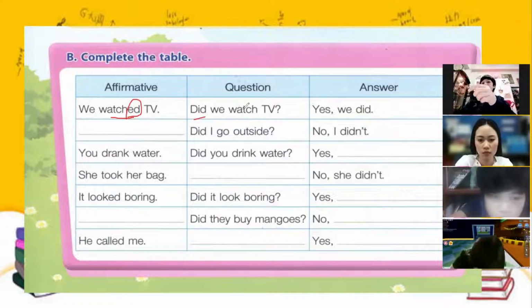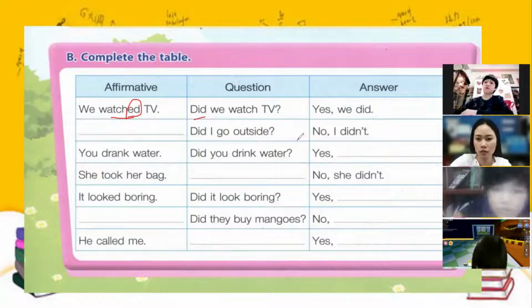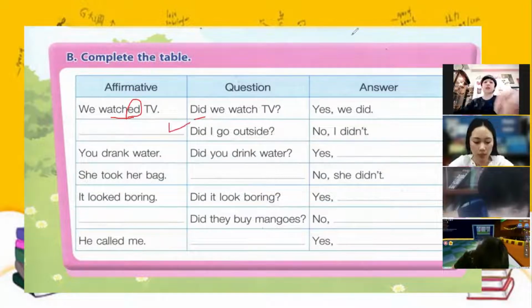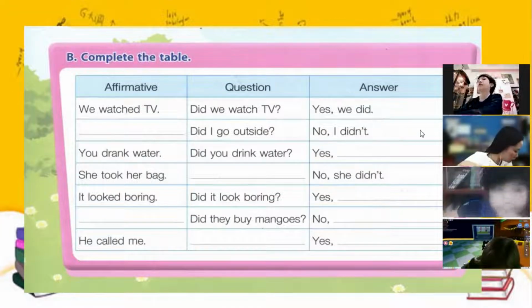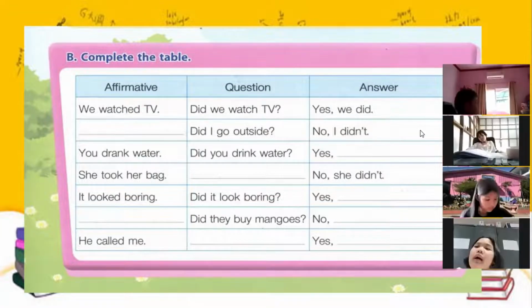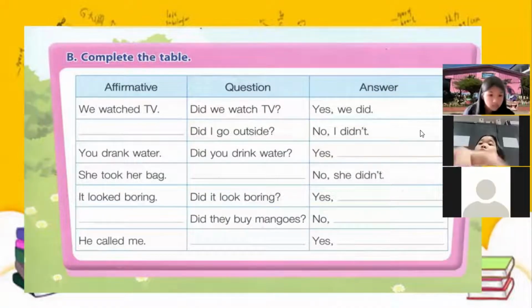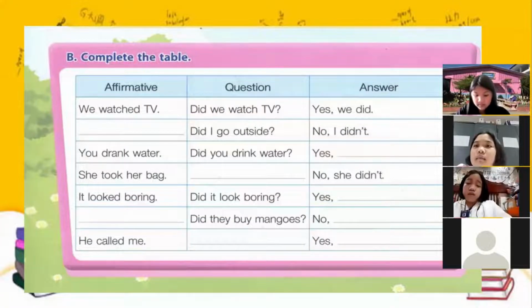Now we have another question. Did I go outside? The answer is no, I didn't. What will be the affirmative sentence? Can anyone tell me? Let me ask Nana. Nana, can you tell me what will be the affirmative sentence of did I go outside?